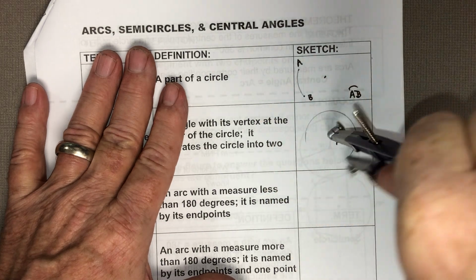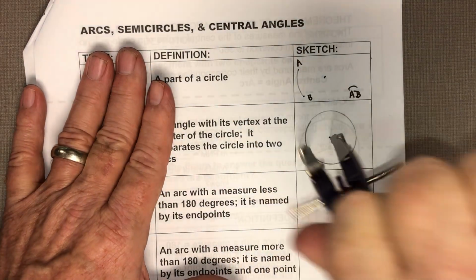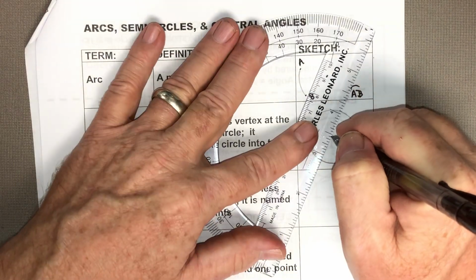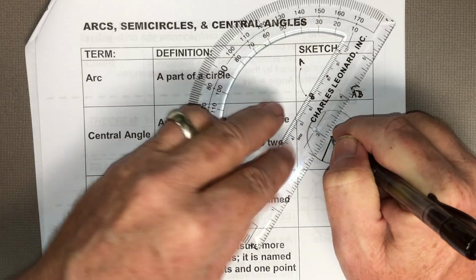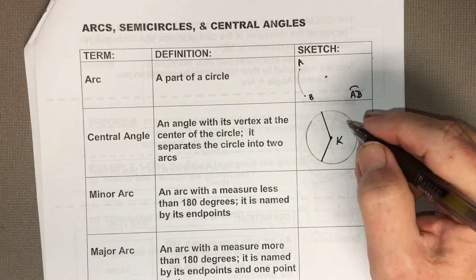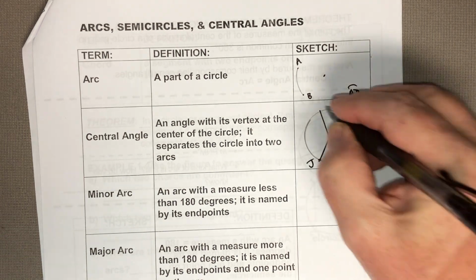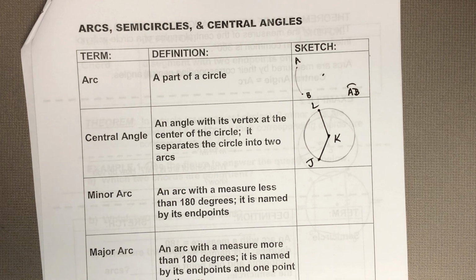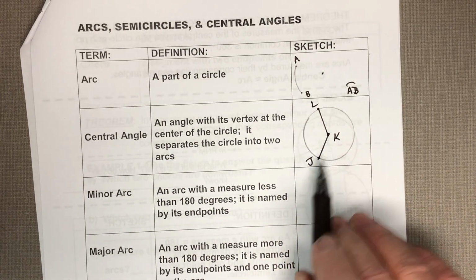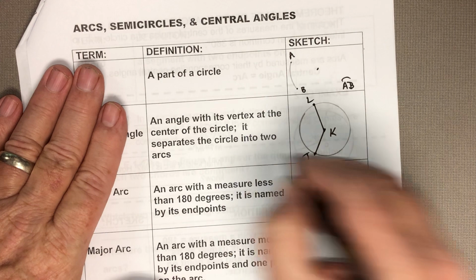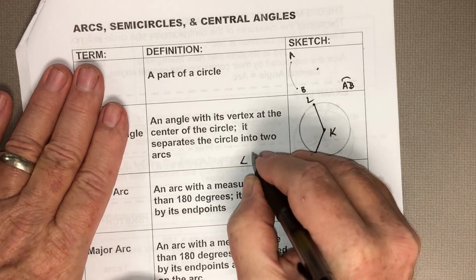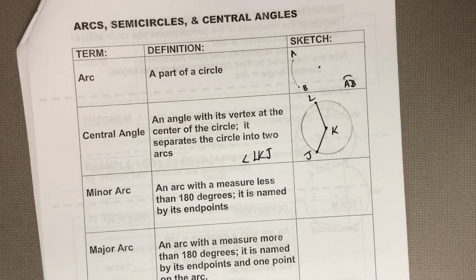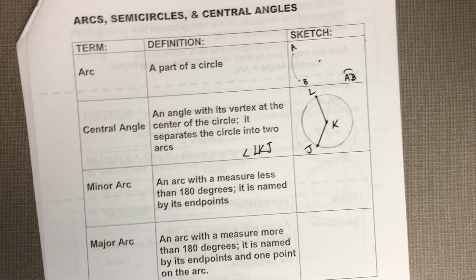And to get a central angle, you have to have the sides of your angle contain radii. So I'm just going to draw two radii, all right? So I'll draw a radius to this point, and I'll draw a radius over to that point, and I'll call this point J, and I'll call that point L, all right? And now the central angle is angle LKJ, all right? So the name of that, of course, is angle LKJ or JKL, whatever you want to name it. Okay, all right. Now, let's talk about arcs.